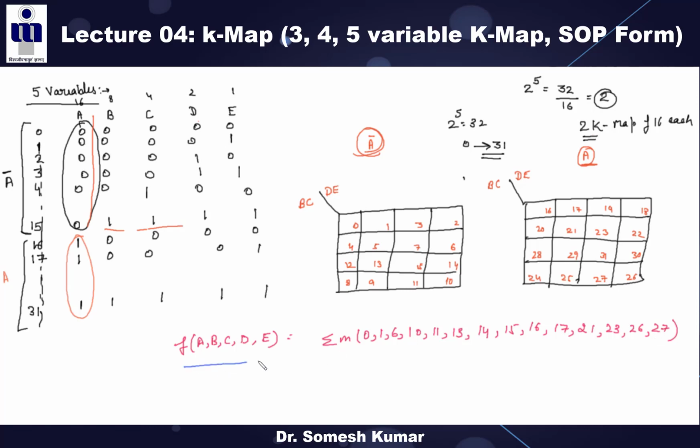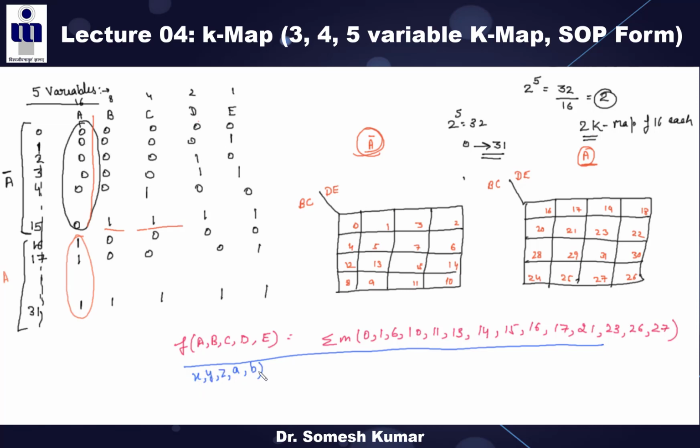See, this is a 5 variable function. So first you have to draw these 2 K-maps, right? 16 cells each, and the first K-map is reserved for A bar, the second K-map is reserved for A. Like if others are given, for example X, Y, Z, A, B, it is also possible. So you have to take this MSB as X bar and this for X. So don't get confused. Clear?